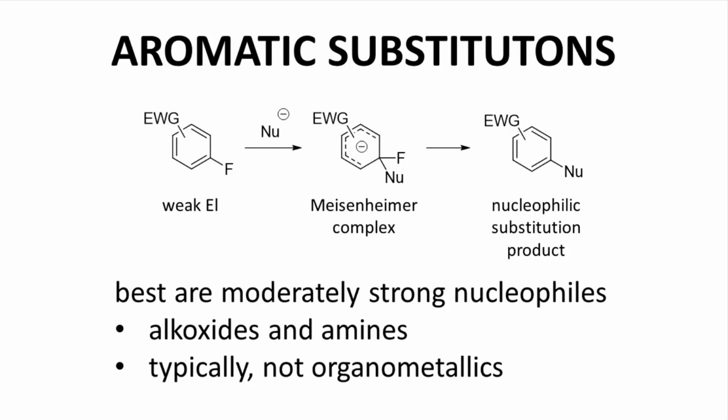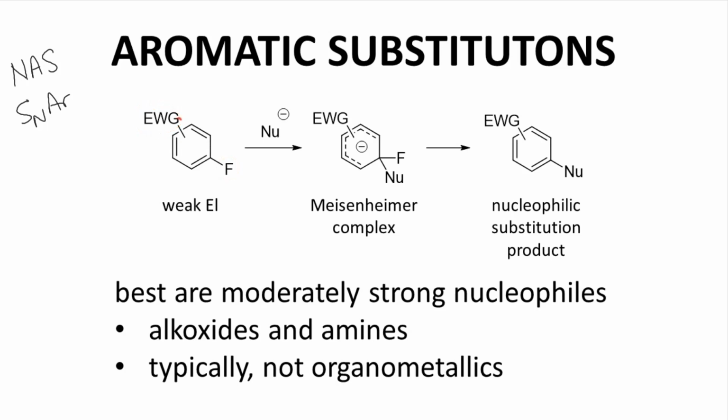Finally, let's look at nucleophiles that attack carbons in an aromatic ring. These reactions are nucleophilic aromatic substitutions, NAS or SNAr. These reactions are set up with an aromatic ring that bears a halogen, ideally a fluoro group, as well as one or more properly placed electron withdrawing groups.